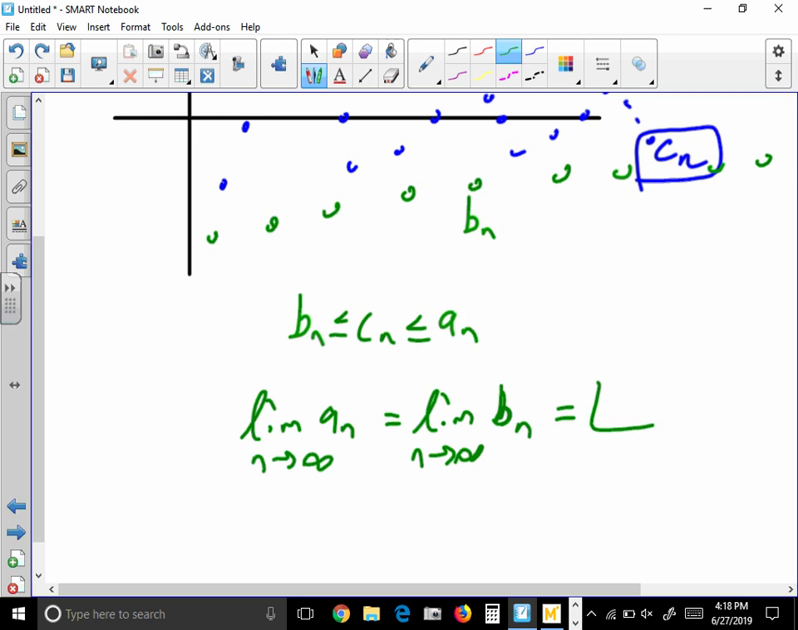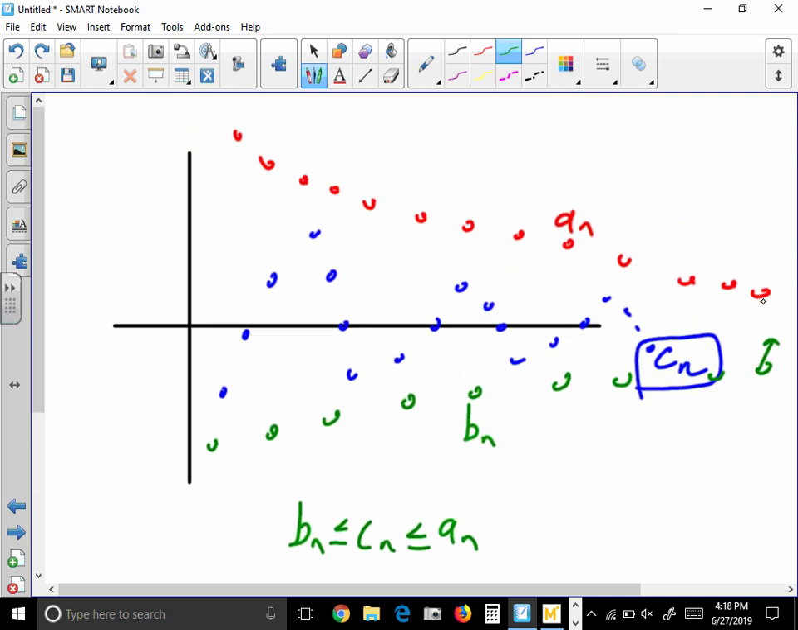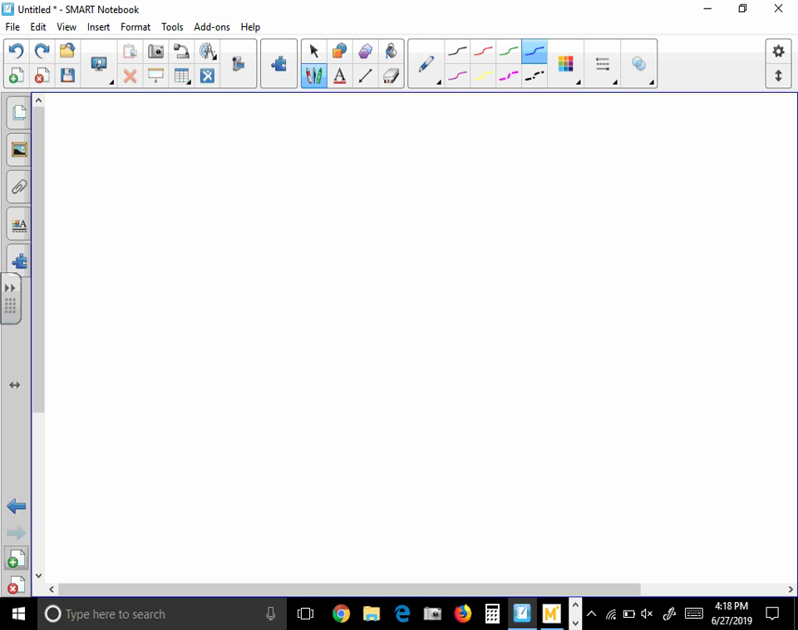if C is always in between them, it's like a sandwich, it's like a vice we're squeezing down. These are getting closer to each other, these are getting closer to each other, and the blue one has to be in between them. So if the red one and the green one are going to a certain number, and the blue one is in between them, guess what? It has to be going to that same number. Now that turns out to be kind of useful because sometimes we have sequences that are not always easy to determine what they converge to or if they converge.